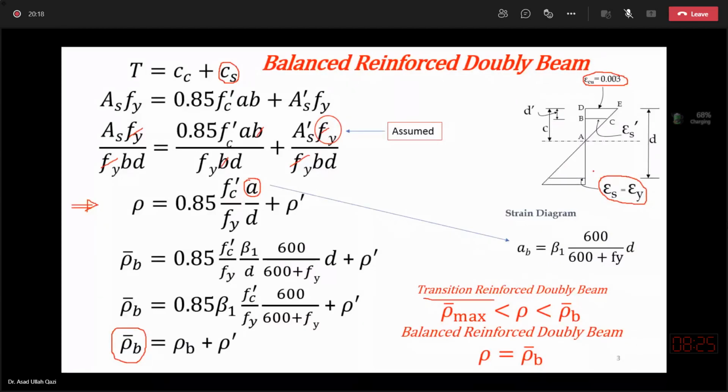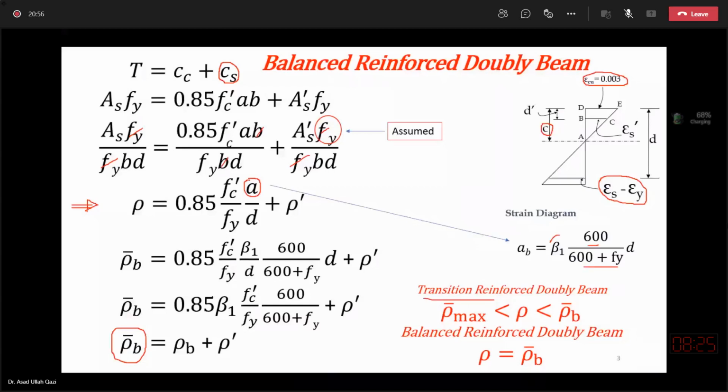We are silent about the compression steel. Compression steel status does not change the balanced reinforced requirement. Balanced reinforced means tension steel and extreme fiber on the compression side, which is of concrete. And when you derive this C, you get the same answer as we got in case of singly beam. It was 600 over 600 plus Fy into D, and A will be beta 1 into C. So this AB you already have derived in your singly beams.